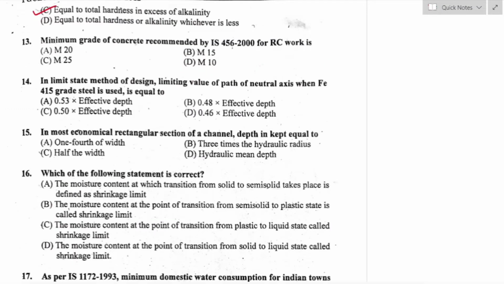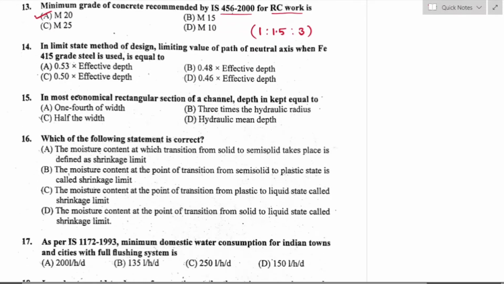Question number 13. Minimum grade of concrete recommended by IS 456-2000 for RCC work is. As per IS 456-2000 for RCC work, the minimum grade of concrete recommended is M20 grade with a mix ratio of 1:1.5:3, which means that 1 part of cement, 1.5 parts of fine aggregate and 3 parts of coarse aggregate. So, the right answer is option A, M20 grade concrete.